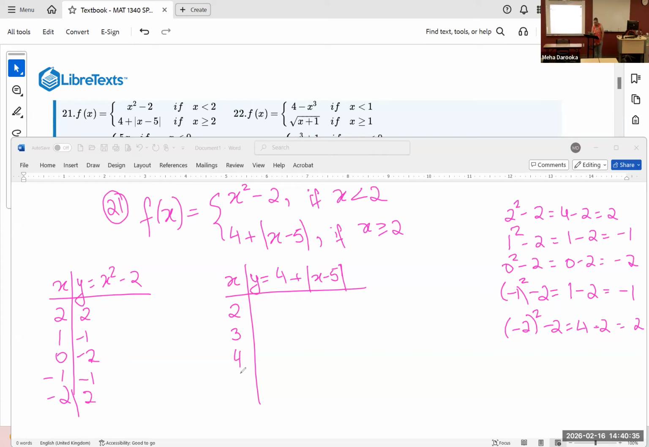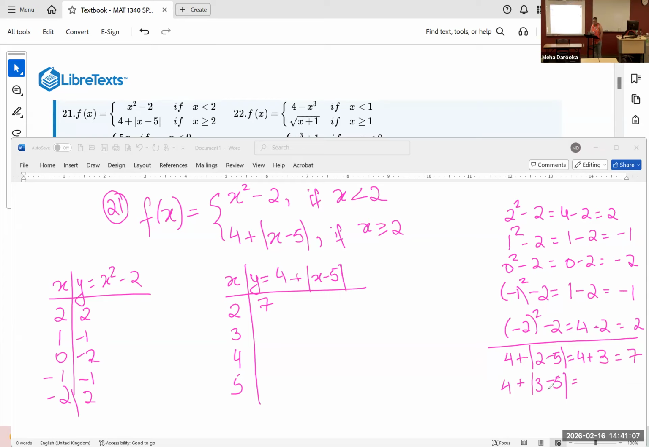So we can do 2, 3, 4, maybe a 5. And let's see, this guy will give us 4 plus absolute value of 2 minus 5, which will be 4 plus absolute value of negative 3. Absolute value of negative 3 is positive 3, which will become 7. And of course, guys, you can plug this into a calculator if that makes it simpler for you to work with.